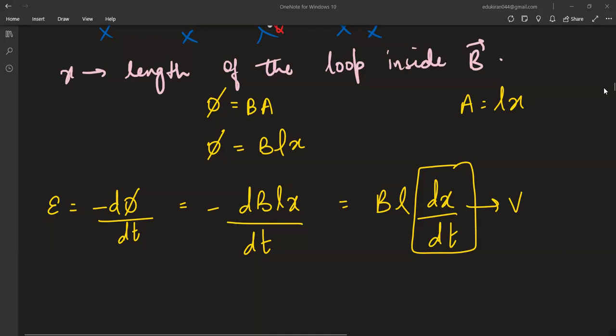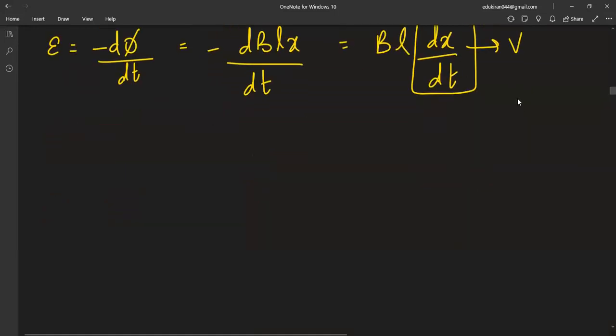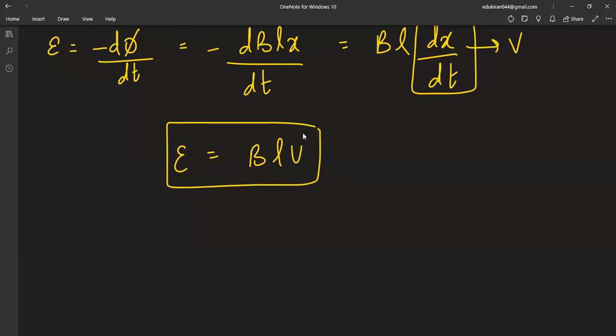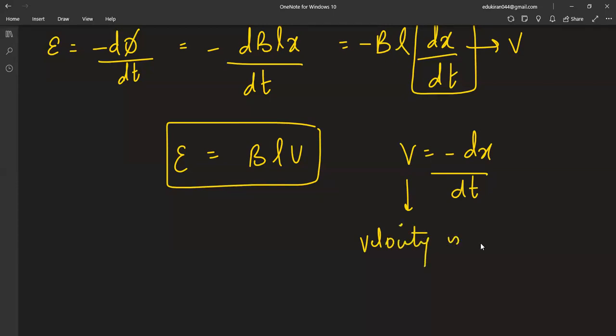So this is velocity. So what is the final formula that has been achieved? EMF is equal to BLV. This is the formula of motional EMF. Now, what happened to the negative sign? Velocity is actually minus dx over dt. Why didn't we consider it? Because velocity is in the direction where the flux decreases. That's why this negative sign has been included within it.